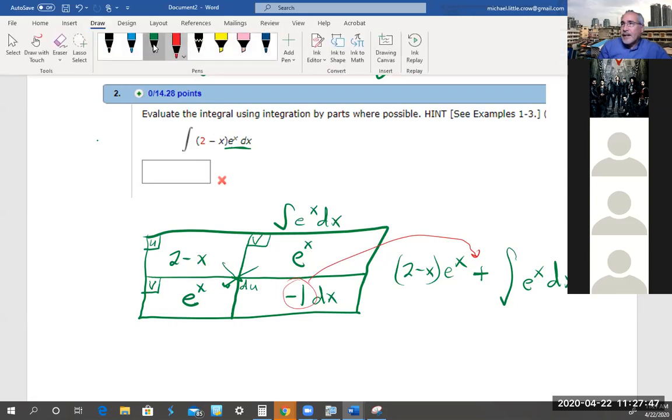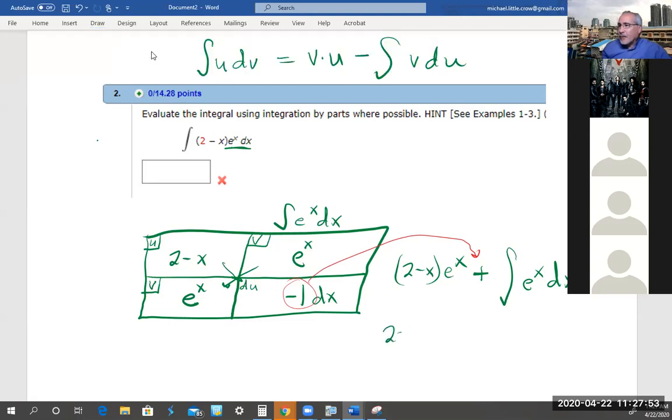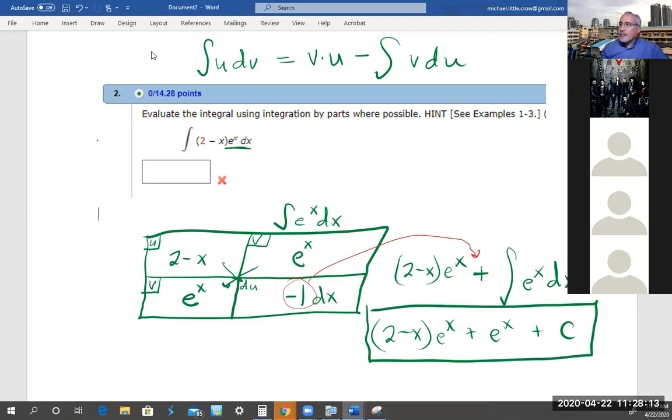And we're not quite done yet. We've integrated part of it. Now we integrate this part again. So it becomes 2 minus x times e to the x. And when we integrate e to the x, it's plus e to the x, and then plus a constant. And this is the answer we enter into the WebAssign. We have integrated it by parts.